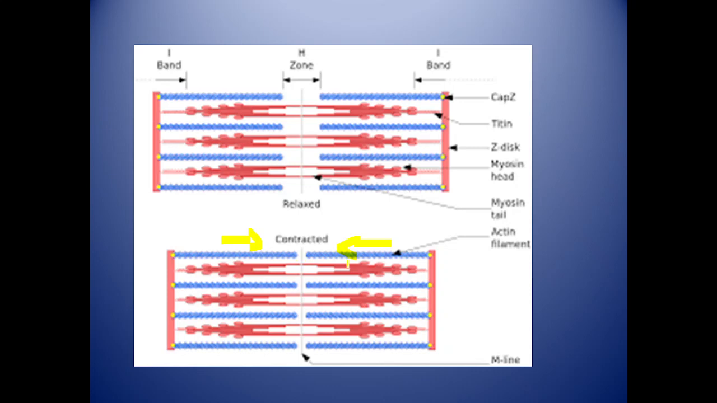Now again, as soon as the attachment of the cross bridge between the myosin and actin is released, it goes back to the original position. So this is how muscle contraction works. This is what the sliding filament theory is about. So this is the formation of cross bridges, the actin and myosin structures, and the sliding filament theory. Okay, that is all for today.